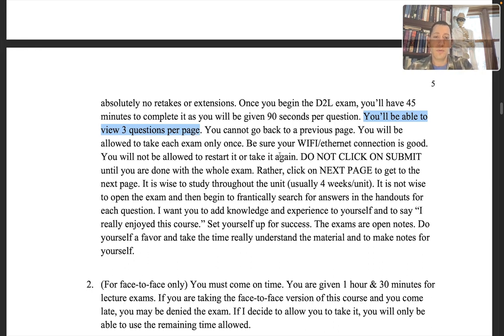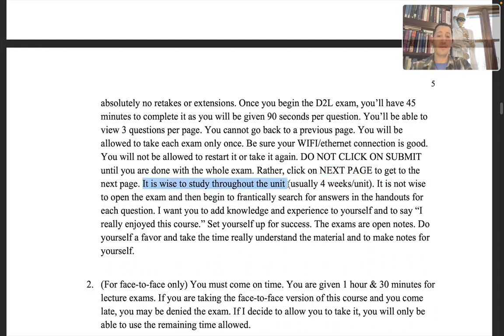Do not click on submit, because that will submit the entire exam and then you're done. Rather, click on next page. Next page will bring you to the next page. Don't click on submit until you're absolutely done with the exam.